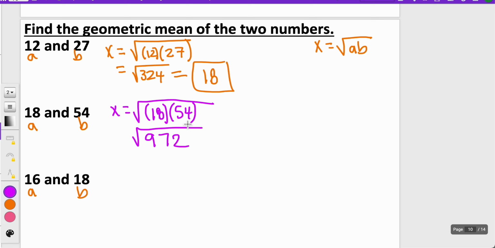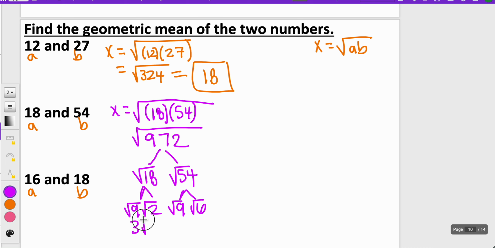Initially, you're not going to find perfect ones right away, so what I did is I broke it down into things that I could break down as well. So I broke 972 down as the square root of 18 times the square root of 54. If you take 54 times 18, you're going to get 972. And then from there, 18 is the square root of 9 times the square root of 2. And then 54 is the square root of 9 times the square root of 6. The square root of 9 is 3, so I have 3 square root 2.